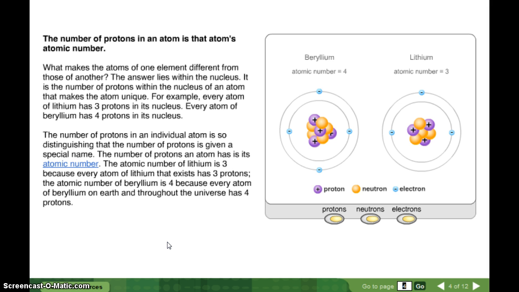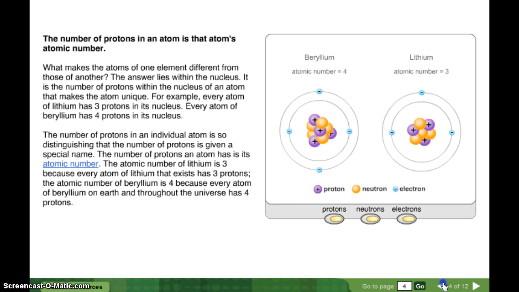The number of protons in an individual atom is so distinguishing that the number of protons is given a special name. The number of protons an atom has is its atomic number. Think of it as atom apostrophe S, the atom's number, atomic number. The atomic number of lithium is 3 because every atom of lithium in the universe has 3 protons, always and forever. The atomic number of beryllium is 4 because every atom of beryllium on Earth and throughout the universe has 4 protons, always and forever.